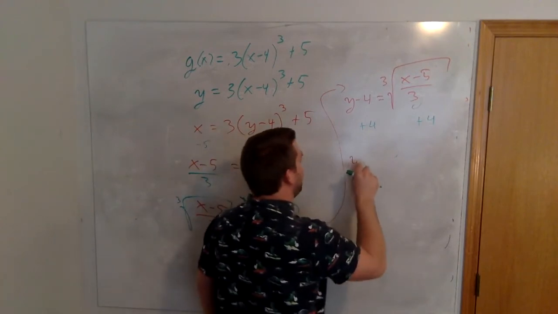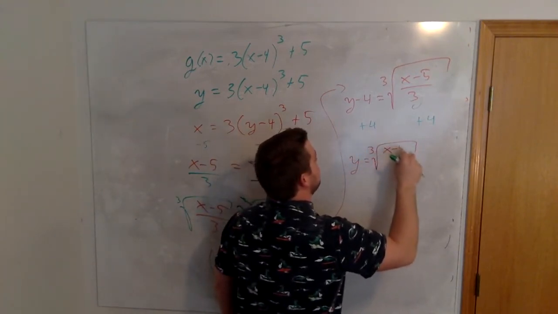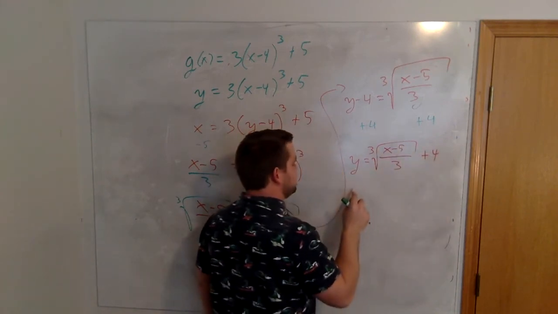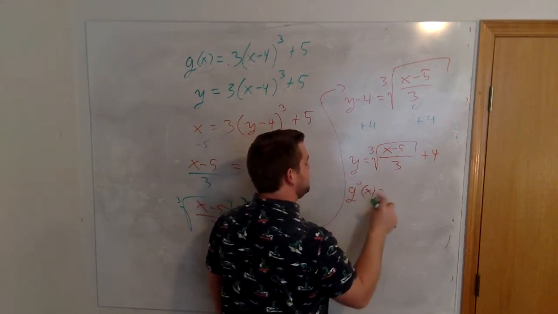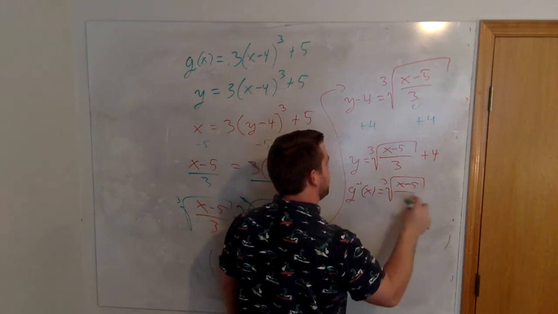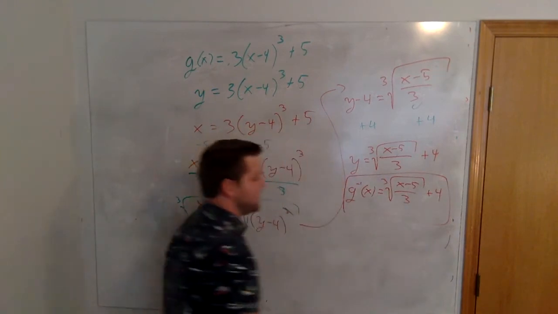So we'll get that y is equal to the cube root of (x minus 5) all over 3, plus 4. This is the inverse. So we'll write g inverse of x is equal to the cube root of (x minus 5) all over 3, plus 4. This is the answer.